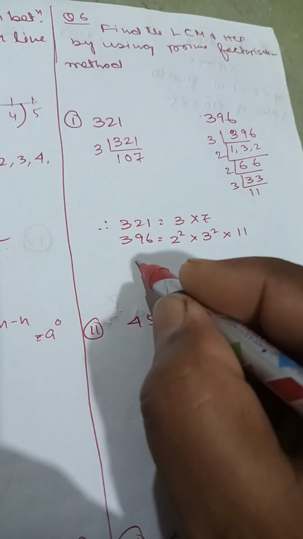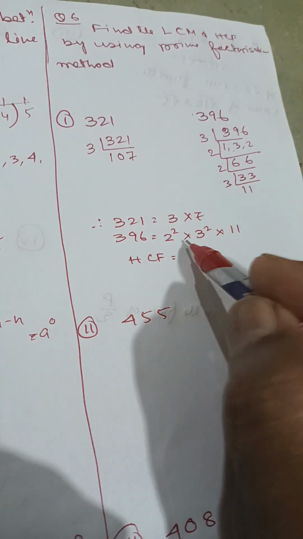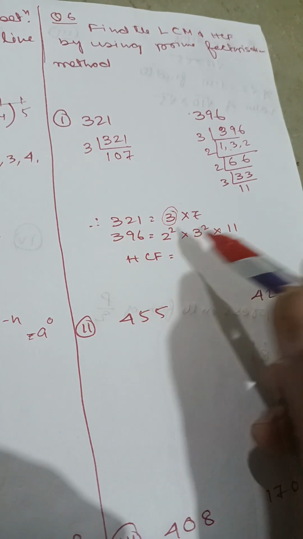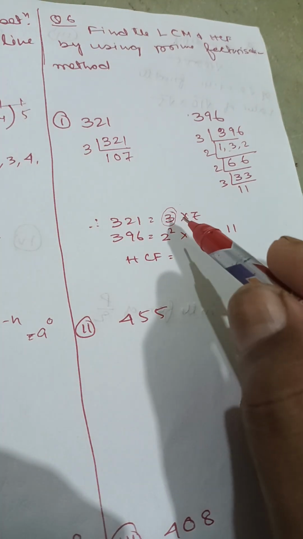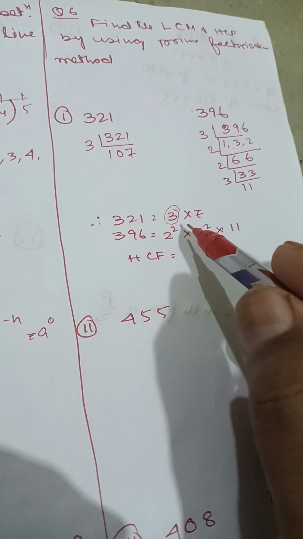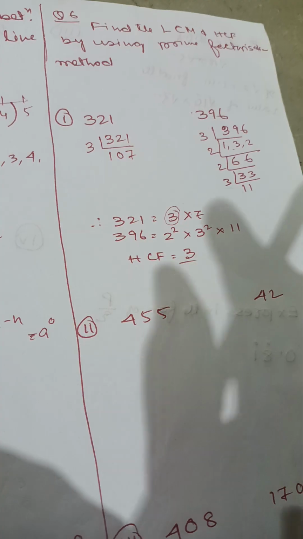Now you write HCF. You see, in between these two terms, here 3 is the smallest, here 3 square is the greater one. So always in case of HCF, you choose the smaller one. Between 3 and 3 square, 3 will come. So that is the answer of HCF.